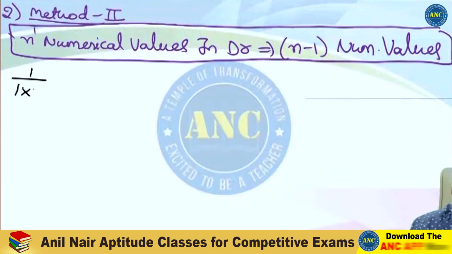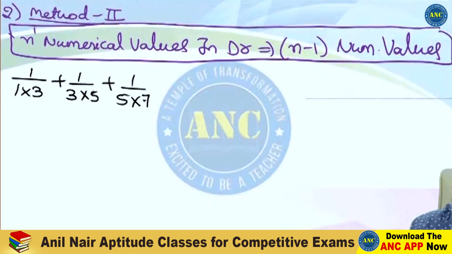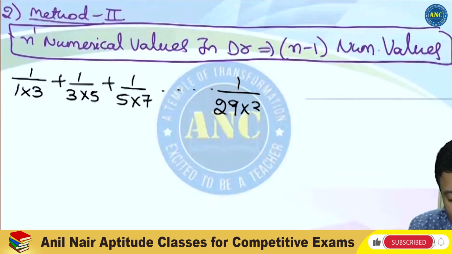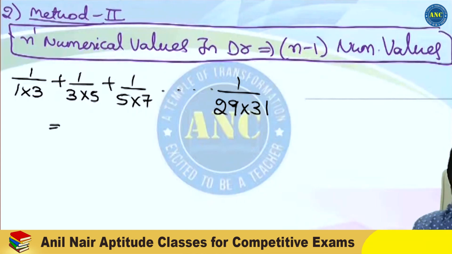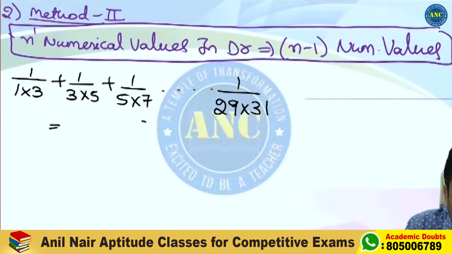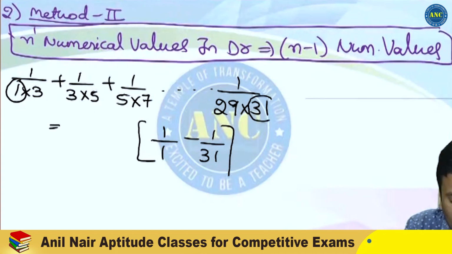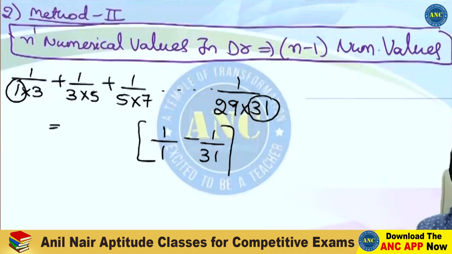First question. 1 by 1 into 3, 1 by 3 into 5, 1 by 5 into 7, and so on up to 1 by 29 into 31. There are two numerical values in denominator. Answer should contain one numerical value. Write down the first numerical value and the last numerical value.